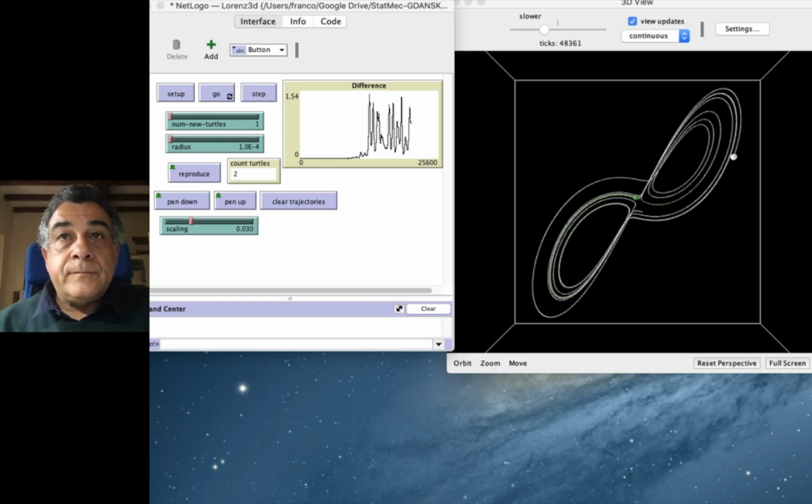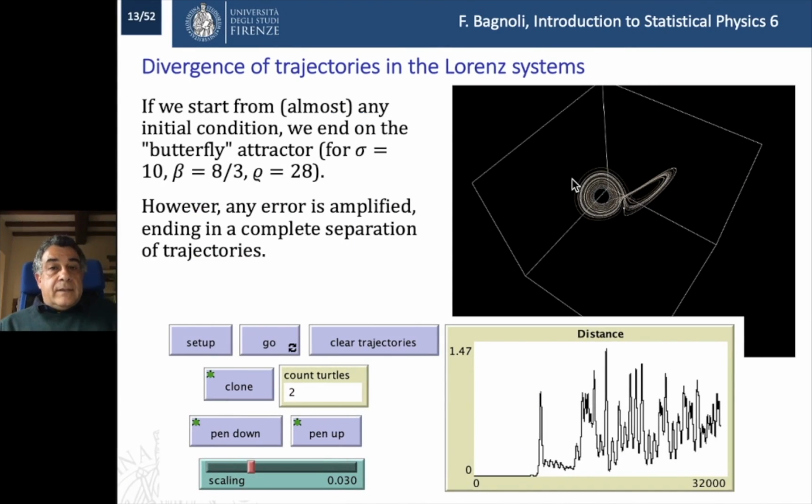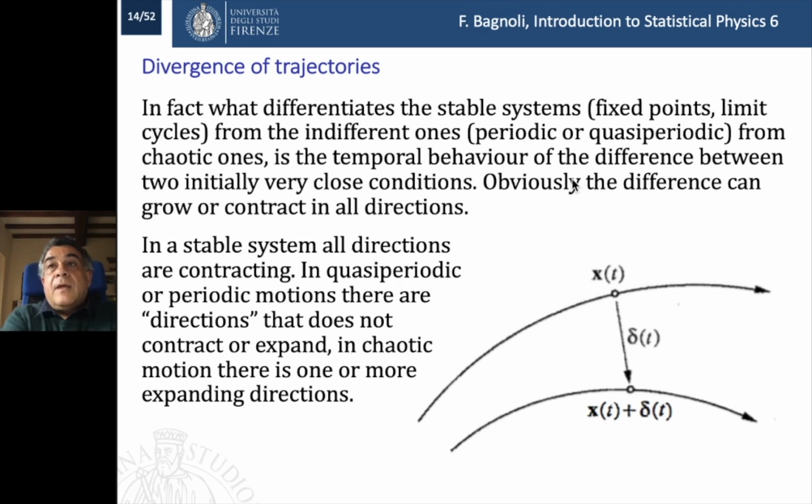So this is the Lorenz experiment, and we have to quantify, for instance, how this separation occurs. So the idea is to try to compute, analytically or using computers, the direction. Clearly, the difference between two trajectories.